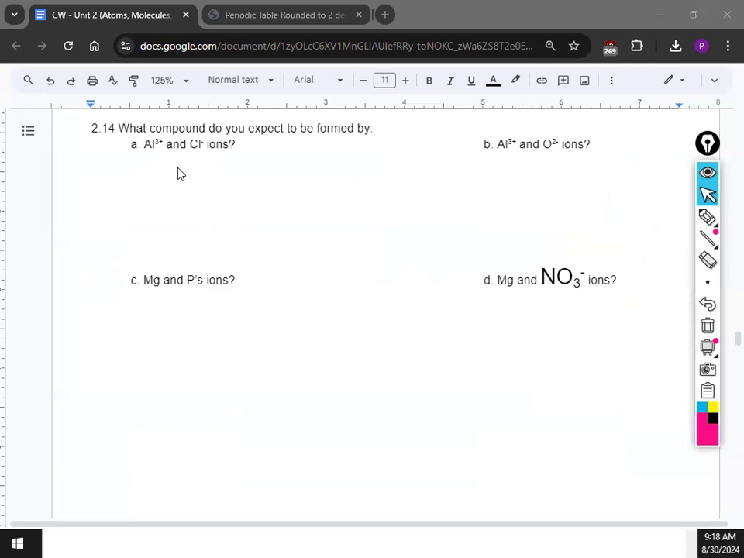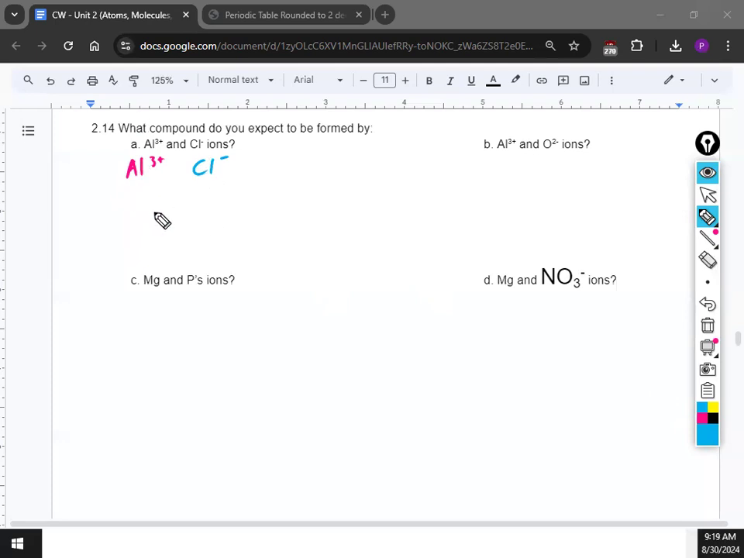So we're going to write down the compound formed by the two ions. I'll do A with you, and then you can try B, C, and D on your own. But very simple, it's what we did earlier, okay? We have Al3+, and you got Cl minus, right? So you got a positive and negative, so they're looking at each other, and they're attracted to one another, right?